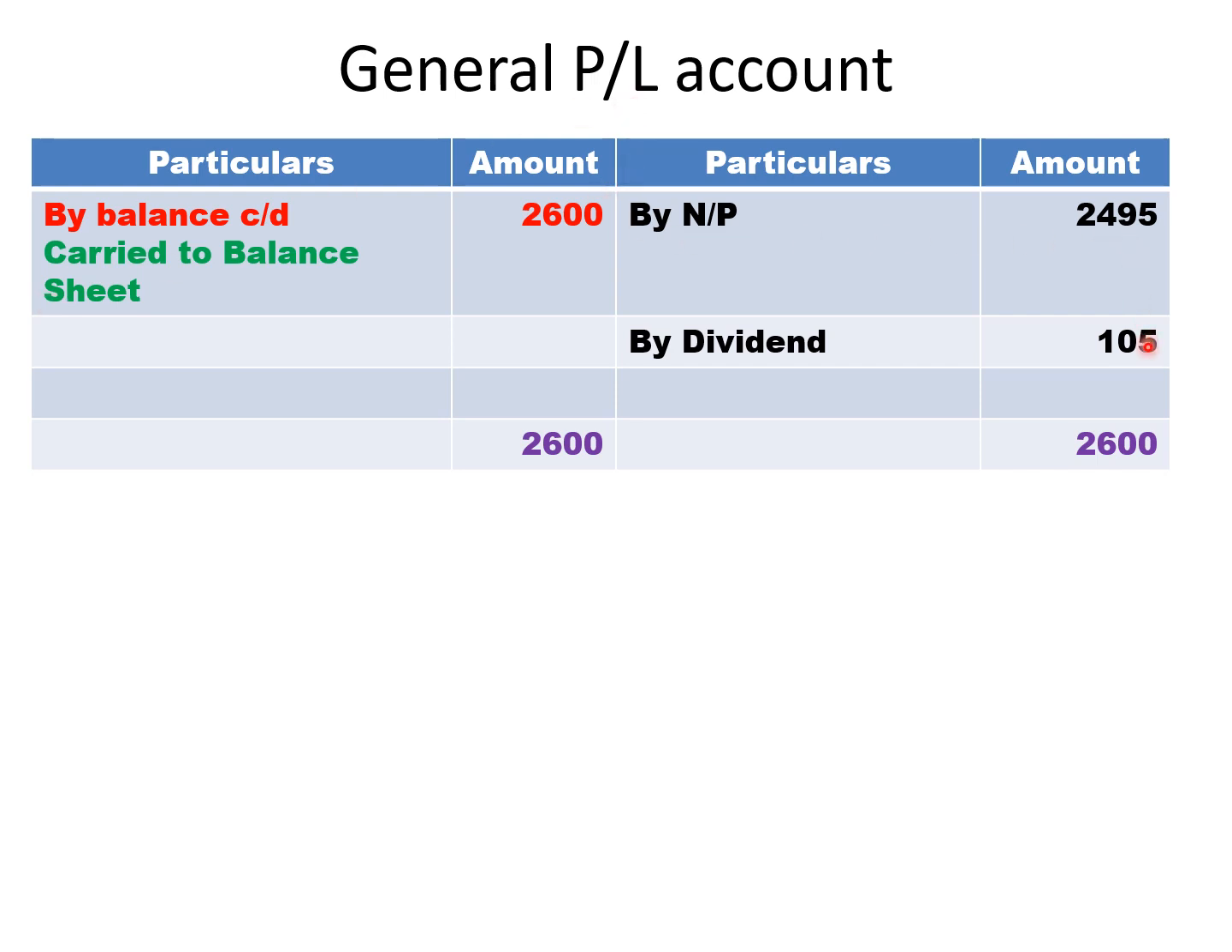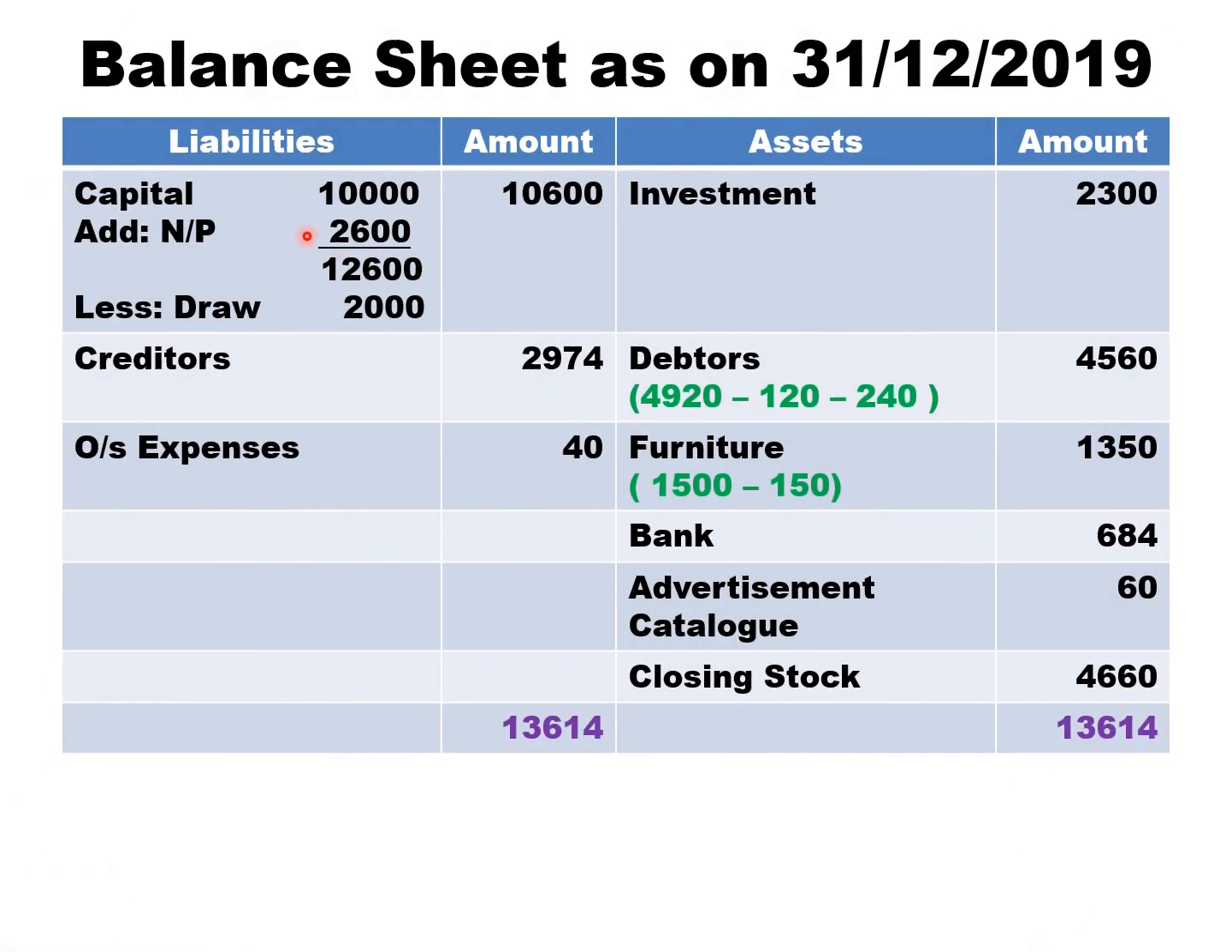There is a dividend received given in the adjustment, the trial balance. So that's an income 105. So you get total 2,600 will be the balance amount carried to balance sheet. So capital students given the trial balance 10,000. Add net profit 2,600, you get 12,600. Less drawings 2,000, you get 10,600.